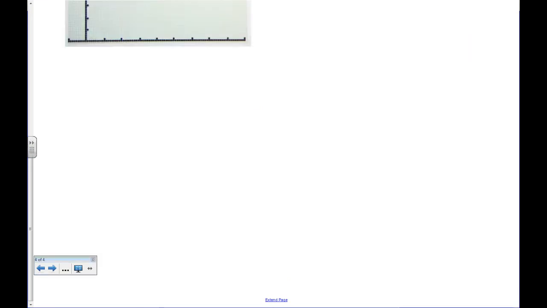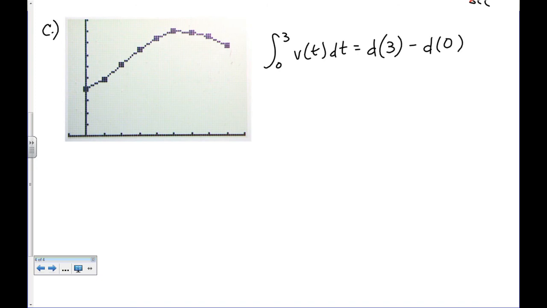So let me move this back up. The idea is based on the Fundamental Theorem, and what the Fundamental Theorem tells me is that if I integrate my velocity function, let's say from 0 to 3 again, that's equal to my displacement function, I'll call that d, evaluated at the upper bound, minus my displacement function at the lower bound, which is not 3, it's 0. The antiderivative of velocity gives me my displacement, so it's the difference in displacement.